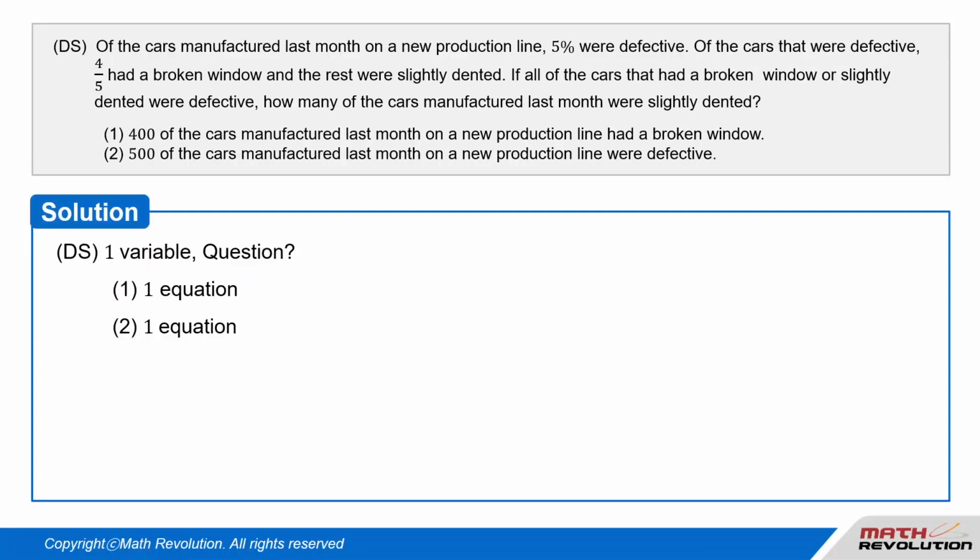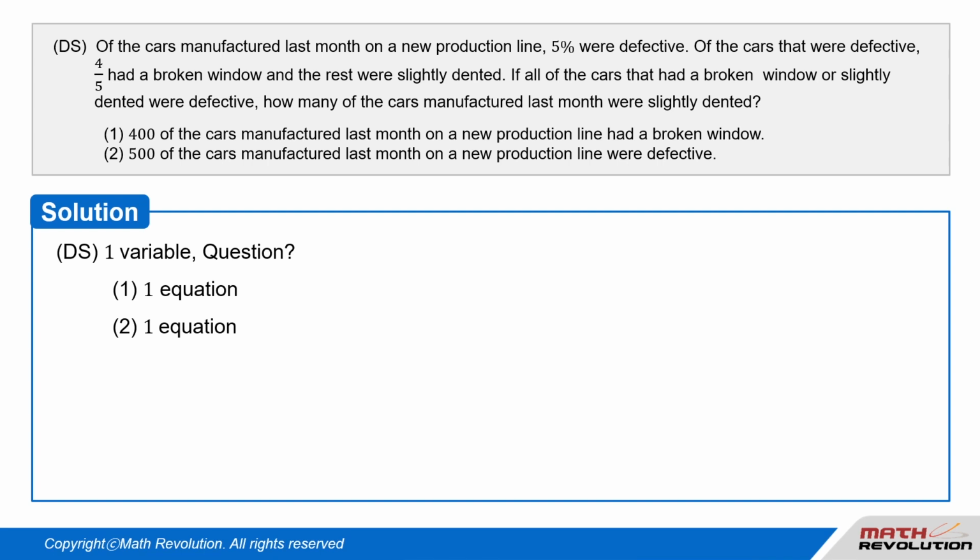Solution. Now we will solve this DS question using the variable approach. DS, one variable, question. Condition 1 gives one equation. Condition 2 gives one equation. DS question with one variable. We will now solve a DS question with one variable in the original condition.